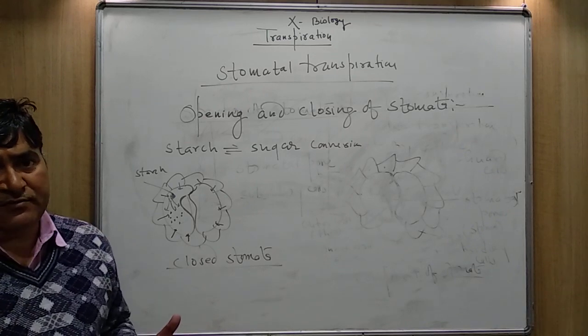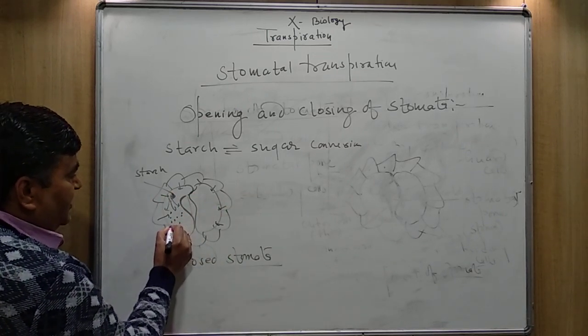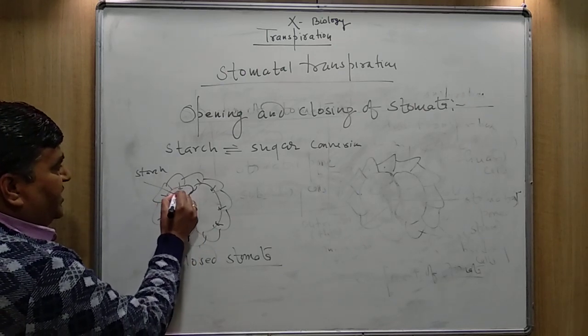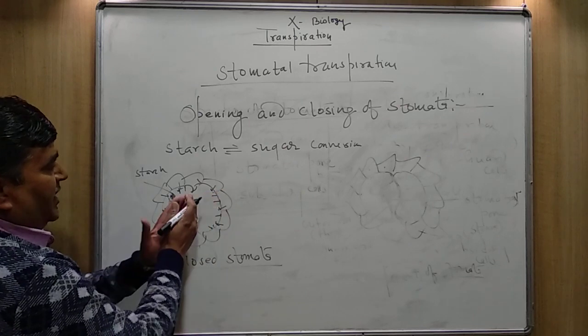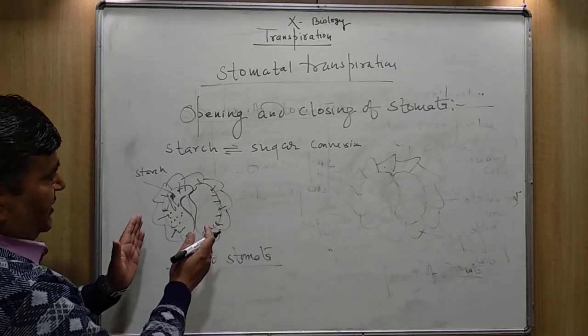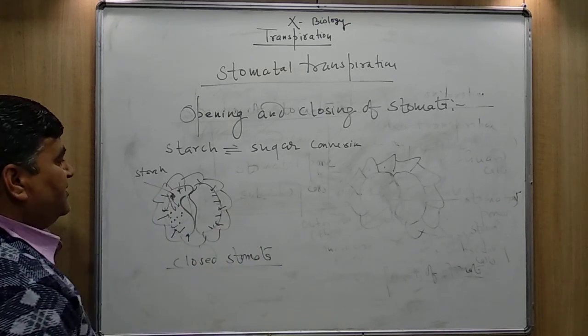The guard cells become turgid, and when they become turgid, a pressure is created on the outer wall, and this wall is stretched and the stomata opens.